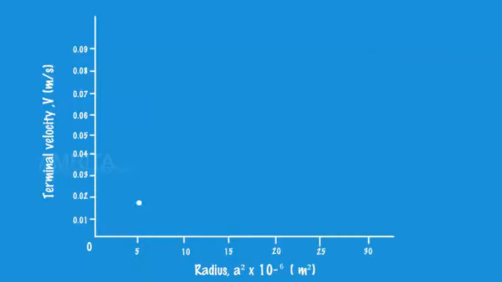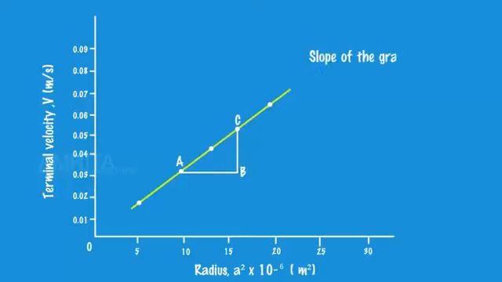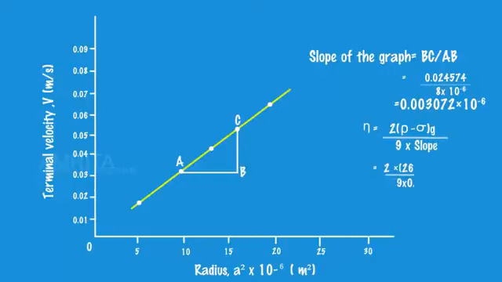We can now plot a graph with square of radius of beads along x-axis and terminal velocity along y-axis. The graph is a straight line. The coefficient of viscosity of the liquid can be calculated by using the slope of the graph in the relation eta is equal to 2 into rho minus sigma into g divided by 9 into slope, and is found to be 0.9499 Newton second per meter square.